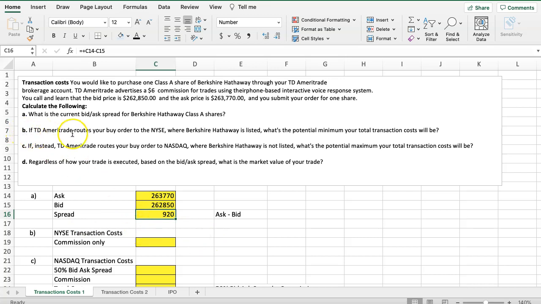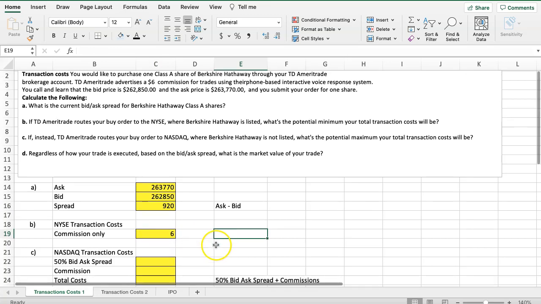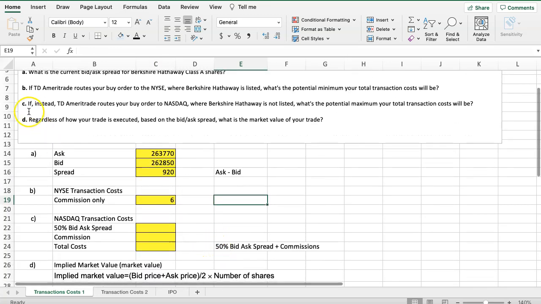Question B, if TD Ameritrade routes your buy order to the New York Stock Exchange where Berkshire Hathaway is listed, what is the potential minimum of your transaction cost? Well, that would just be your commission of $6. Commission only.